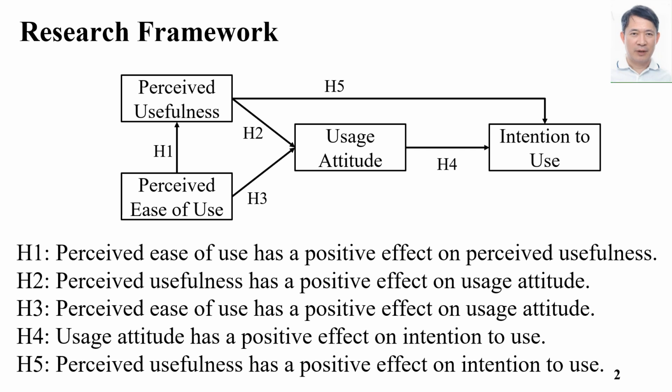Usually we have different ways to verify it. One of the ways is to first analyze its correlation. If perceived ease of use affects perceived usefulness, there must be a correlation between them. So if they want to have a causal relationship, they must be correlated. But correlation does not mean there is causation. Today we are just going to verify whether they are related to each other.